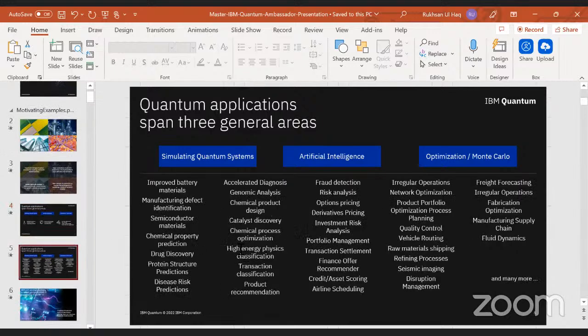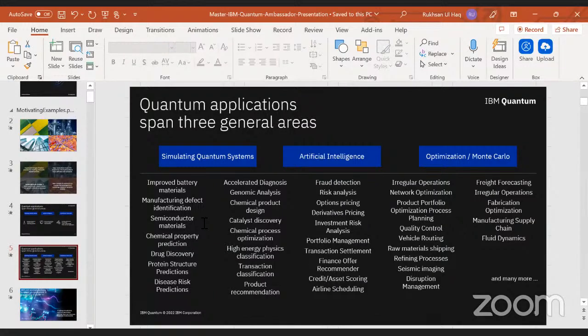If you look at the actual use cases in these various areas, there are multiple of them. There are hosts of use cases in each of these areas, and I have just listed some of them, and definitely there are many more use cases that people are exploring. Various companies are exploring these use cases depending on their domain. When it comes to simulating quantum systems, as I said, drug discovery is one of them, understanding biomolecules such as protein structure, and similarly disease risk prediction.